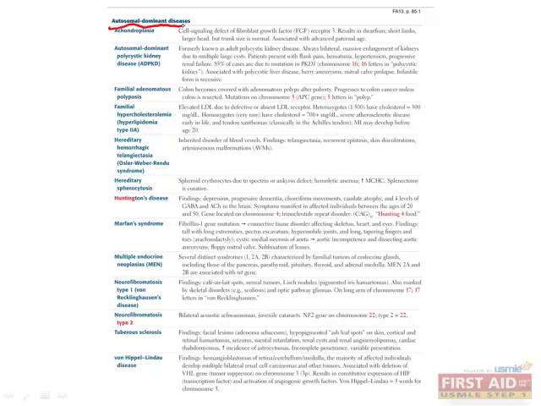Here's a list of the most commonly tested autosomal dominant diseases. As a review, these are diseases that affect every generation, and an affected patient always has an affected parent.